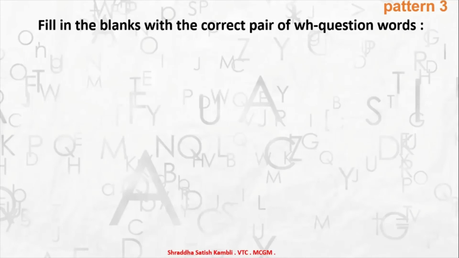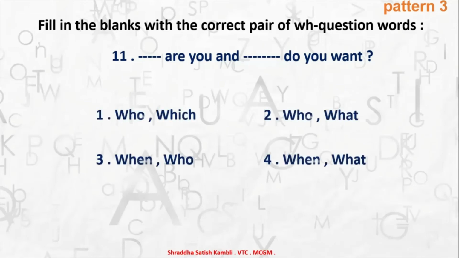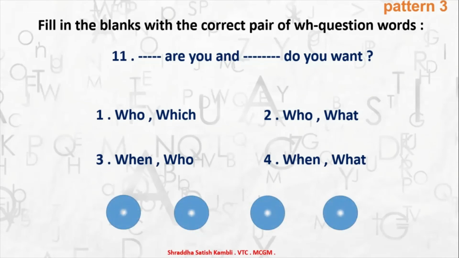Coming to the third pattern. Fill in the blanks with the correct pair of WH question words. So the pair you have to choose now. Here comes your question. Dash are you and dash do you want? So will you say the first one, who are you and which do you want? Who are you and what do you want? When are you and who do you want? When are you and what do you want? So which one would be the correct one? The second one will be the correct one. Who are you and what do you want?